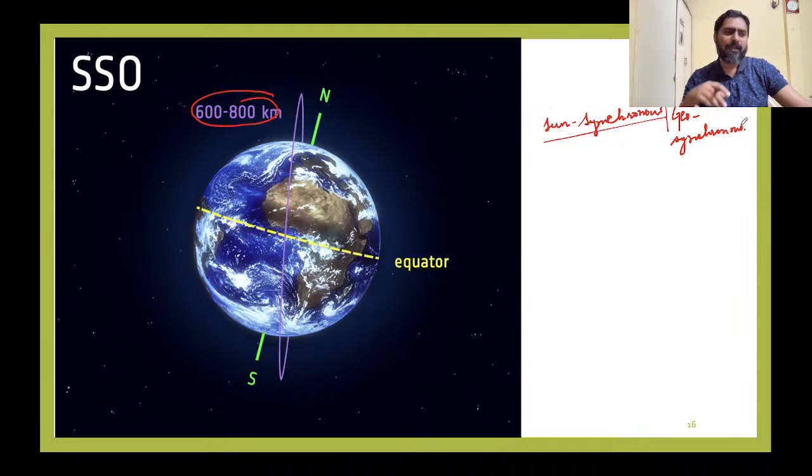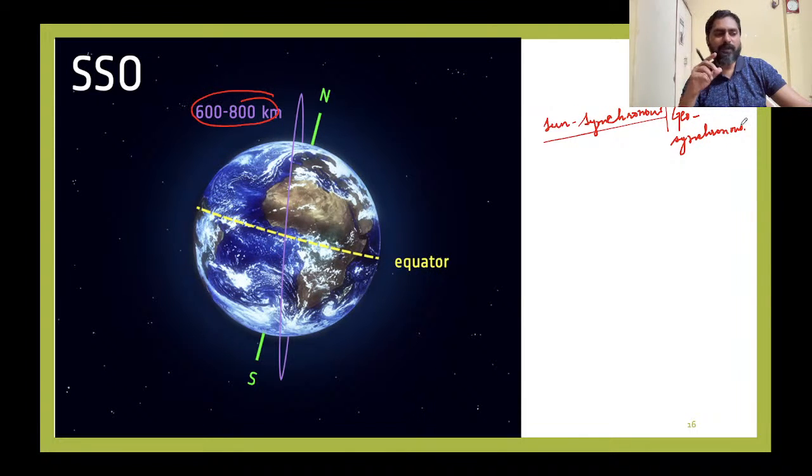Sun synchronous means it is in sync with the sun. So when can you say that the satellite is obviously revolving around Earth only, but how is it in sync with the sun? It is in sync with the time. When we say day and night, what matters is the local time. The local time is in sync with the sun.